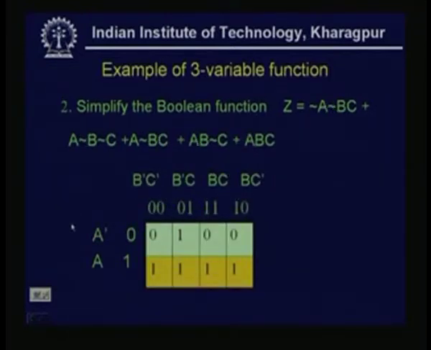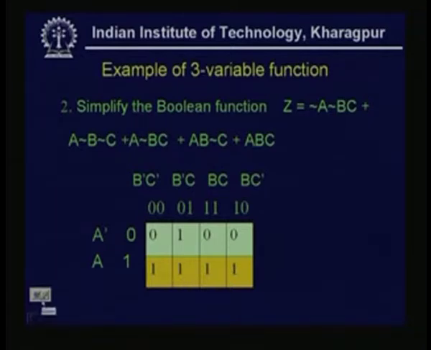Now, we take another 3 variable function, that is A bar B bar C plus A B bar C bar plus A B bar C plus A B C bar plus A B C. Here there are 1, 2, 3, 4, 5 min terms. So, 5 min terms we put in the K map, and the min terms will be A bar B bar C, A B bar C bar, A B bar C, A B C bar, A B C.